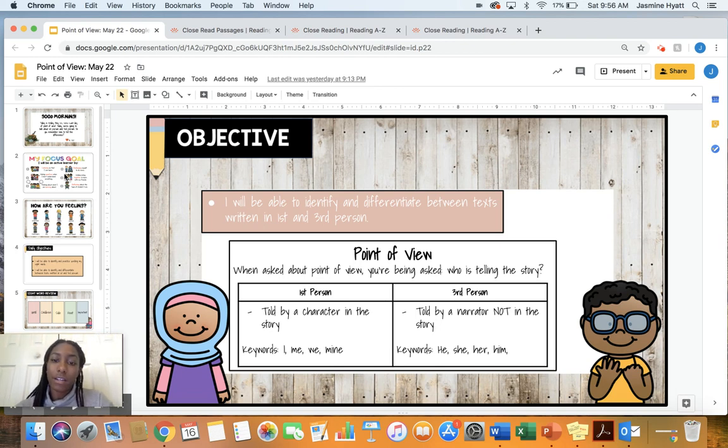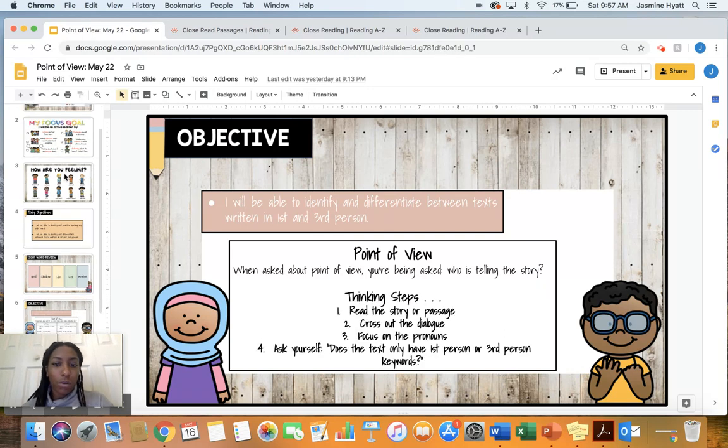If it's in third person, it's told by a narrator, not a character in the story. So someone who is not involved in the story at all, you're not going to hear their name come up, nothing like that. So you're going to hear pronouns like he, she, her, and him. All right? So when we're being asked who's telling the story, or if it's in first or third person, there's some thinking steps that we can do to figure it out.